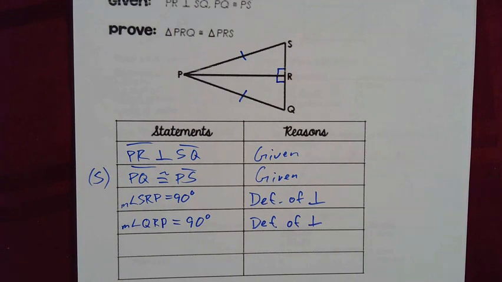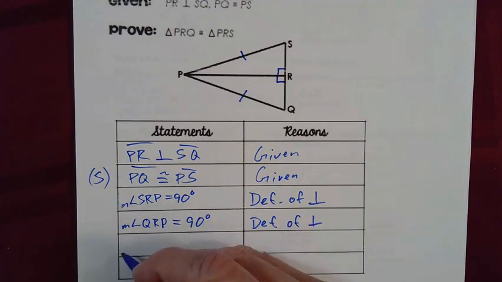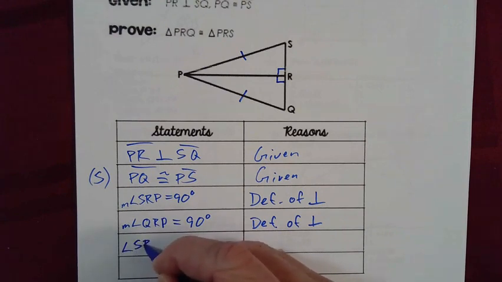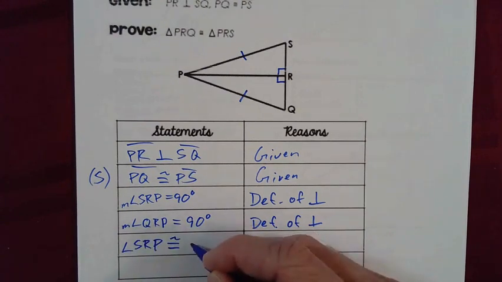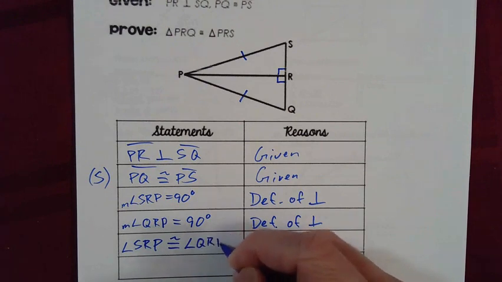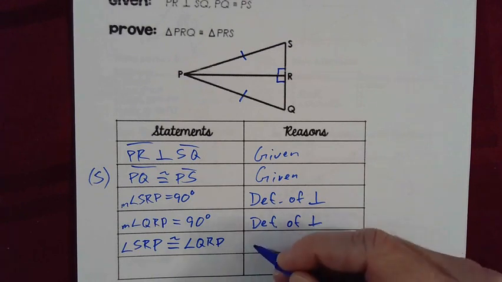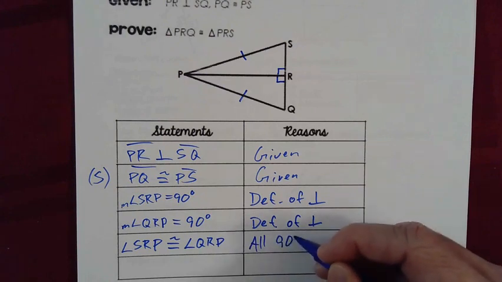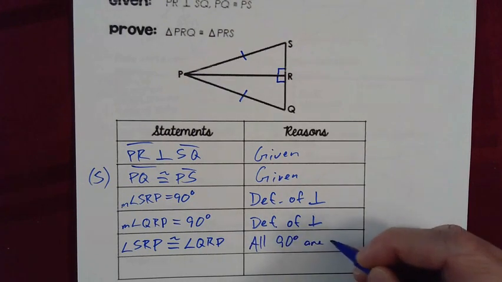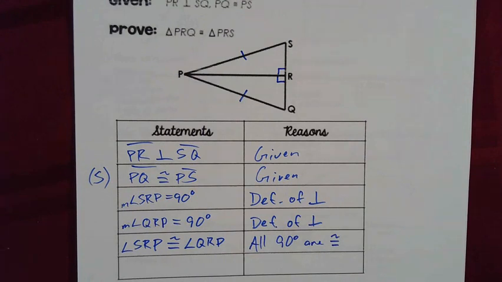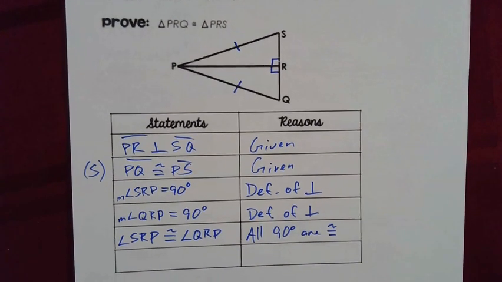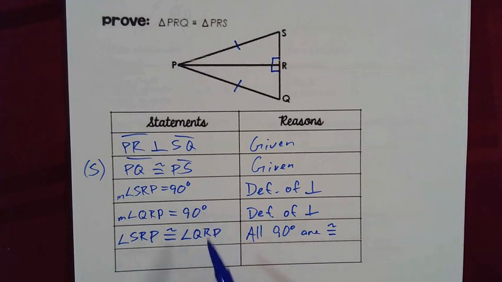Now, I still haven't said that they're congruent, but now I can say that. I can say that angle SRP is congruent to angle QRP. And my reason for that is something like maybe all 90-degree angles are congruent or something like that. I'm wondering if maybe there was an easier way to go about this, but I feel pretty good about what I've got. It's just going to take me one more step than I've got spaces here, but that's okay.